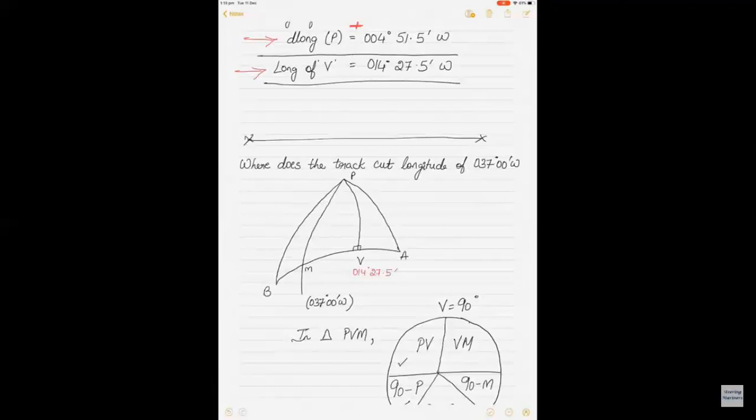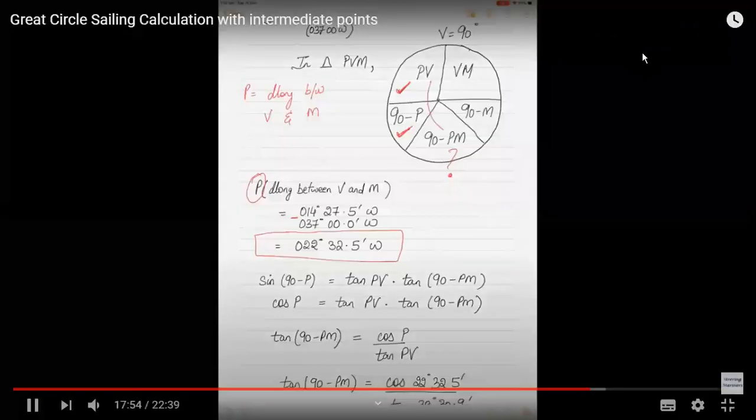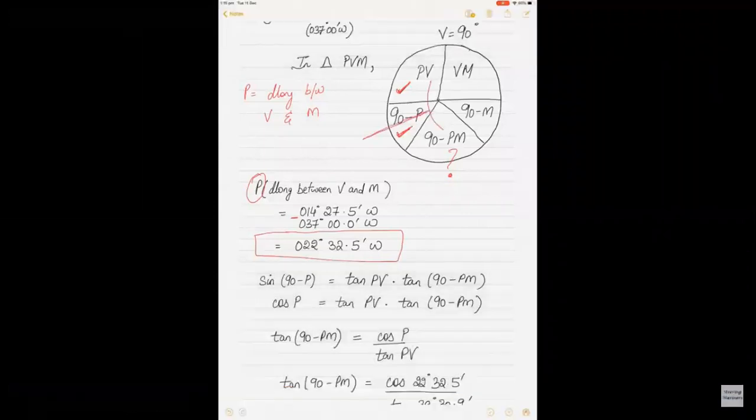The point M. We know it will be cutting somewhere here. P is our vertex, and this D long is 37 degrees west, given. We need to find the latitude of M. Now what we do is put these three in one equation to find the midpoint.